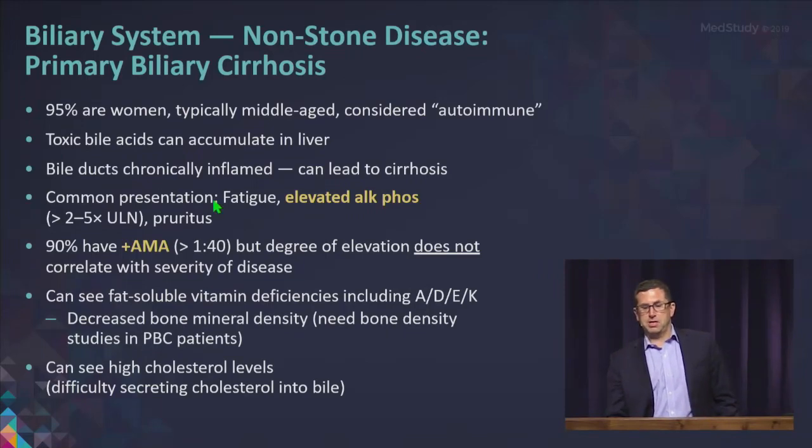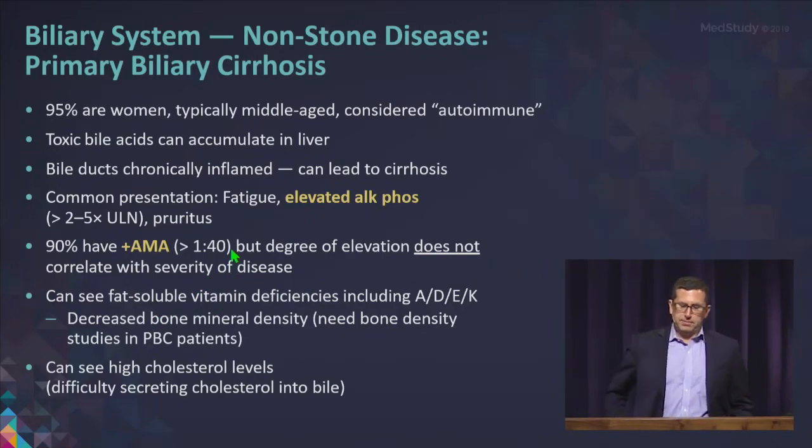So the common presentation would be fatigue and an elevated alk phos and pruritus. And key here is the AMA, the anti-mitochondrial antibody. 90% have this, but the degree of elevation does not, I repeat, does not correlate with severity of disease.